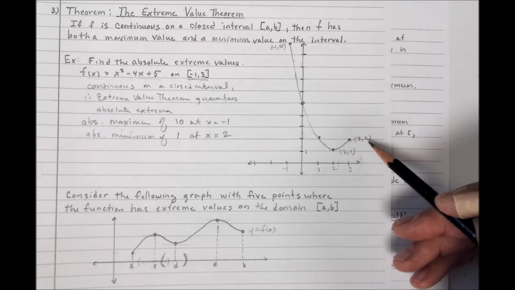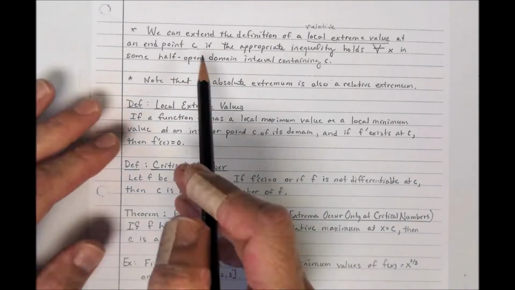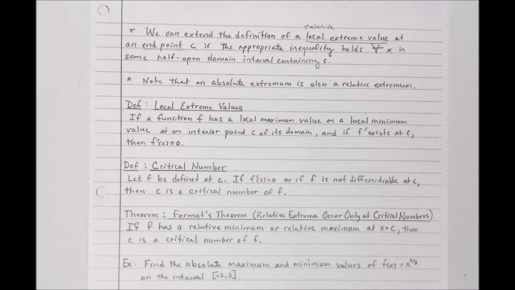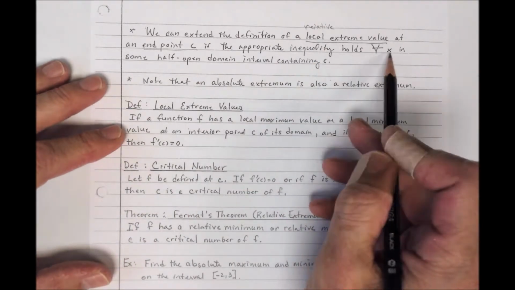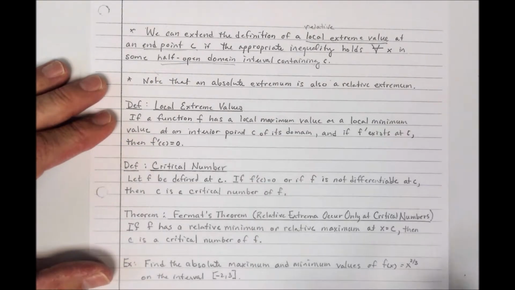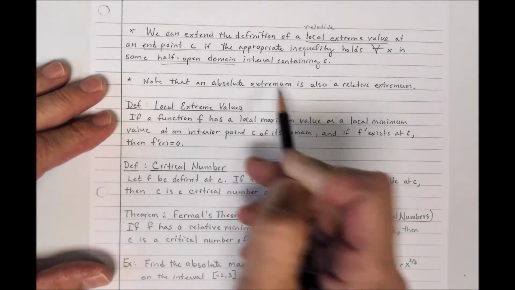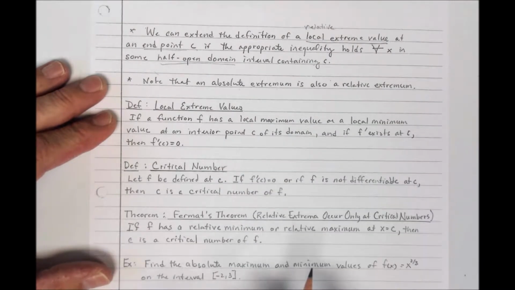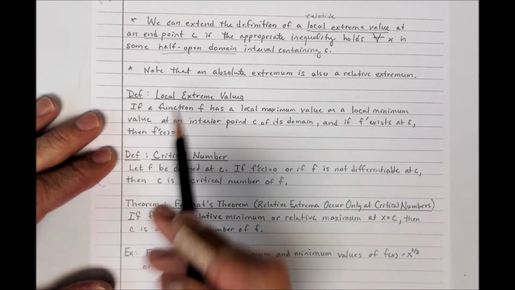A relative maximum of 2 when x is 3. So we can include the endpoints at C, if the appropriate inequality holds for all x in some half-open domain interval containing C. Also, as I mentioned before, an absolute extremum is also a relative extremum. Okay, now here's the definition of local extreme values.